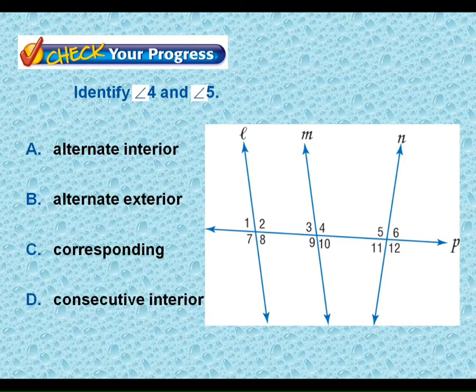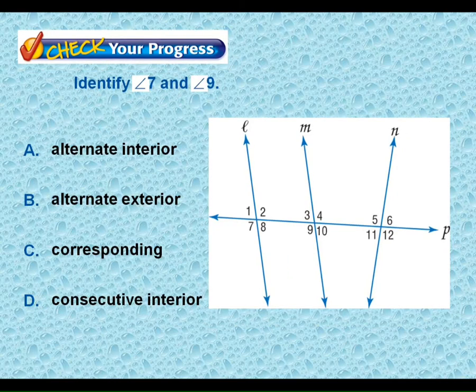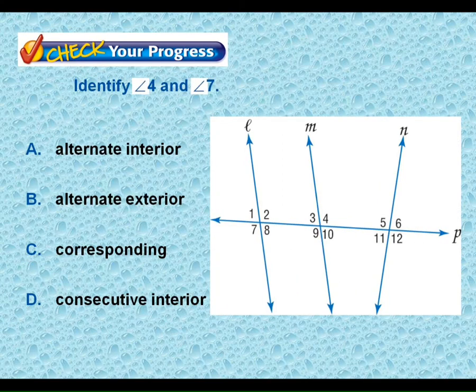Okay, look through this one. Keep it to yourself a second. We're going to give it a shot. 4 and 5. A, B, C, or D. D. Yes, those are consecutive interior. Very good. 7 and 9. So look at that picture, 7 and 9, without me highlighting them there. Yep, those are corresponding, 7 and 9. Good. 4 and 7.